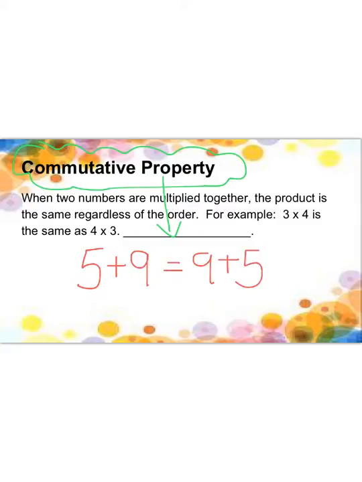The way I remember this is I commute to work, meaning I move from one place to the other. I go from home to work. So when you commute, you are changing locations. And so if you think about it, this 5 changed its location. It went from first place to last place. Or this 9 went from last place to first place. It moved its location, or it commuted.